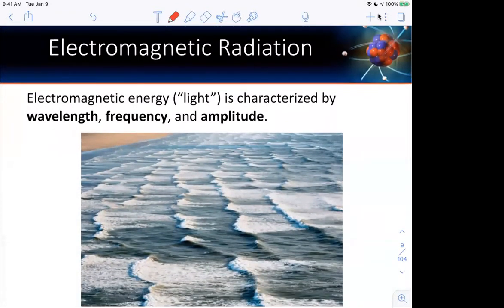Now, electromagnetic energy or light is that wave, right? If you've ever been to the beach and you see those waves that form and then roll into the beach, this is sort of familiar to you, but we're taking it into the context of that very, very, very small, right? So electromagnetic radiation, those waves, are characterized by wavelengths, frequencies, and amplitudes.